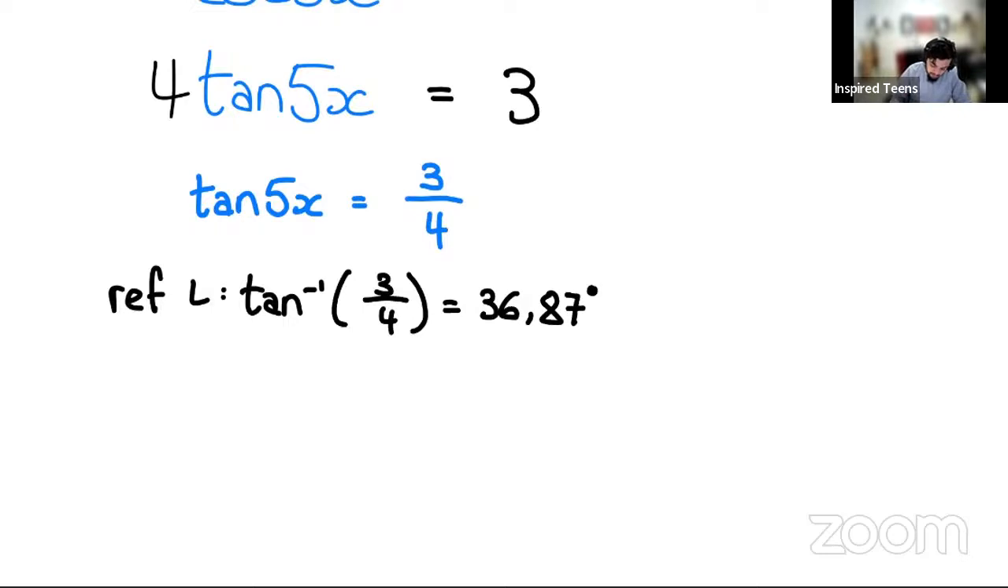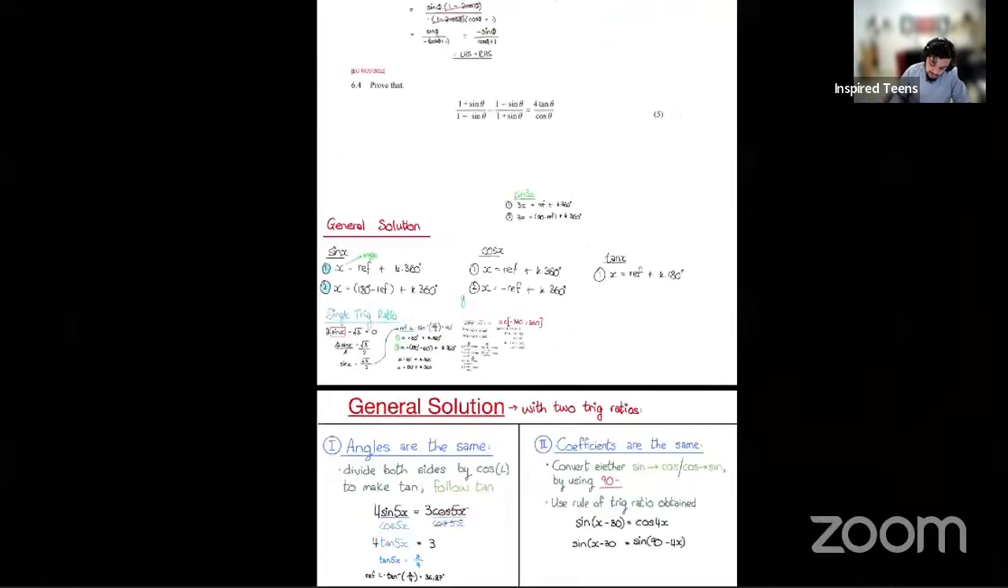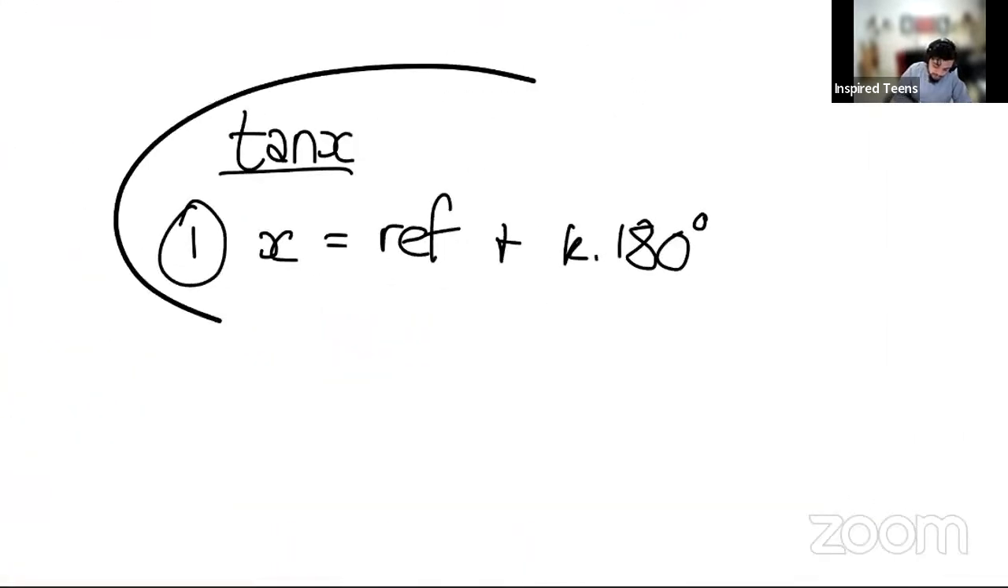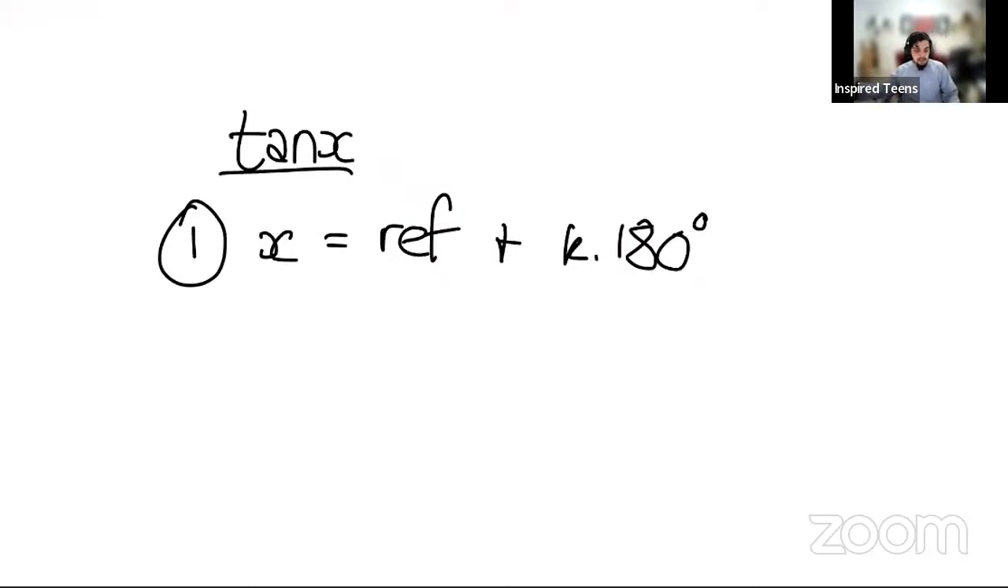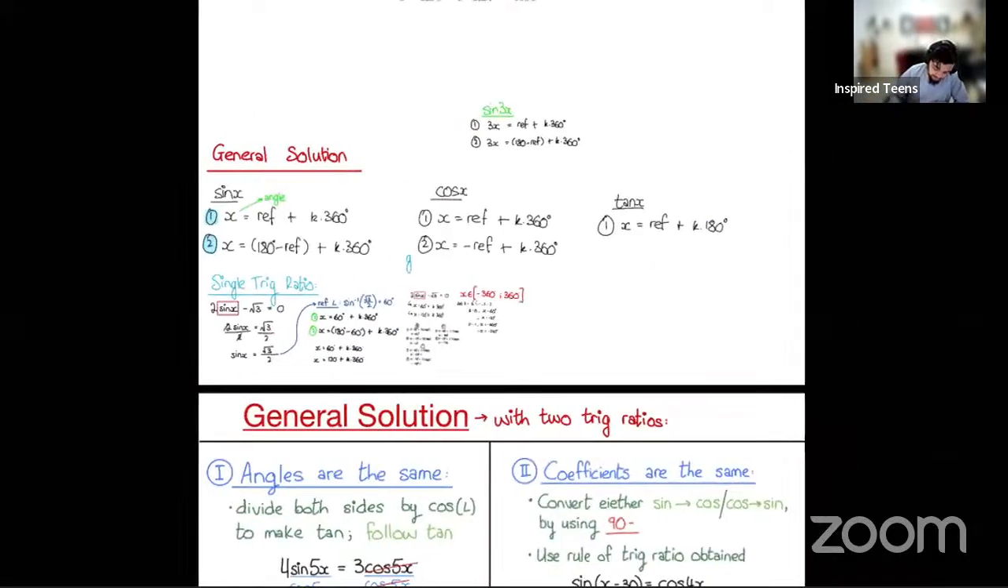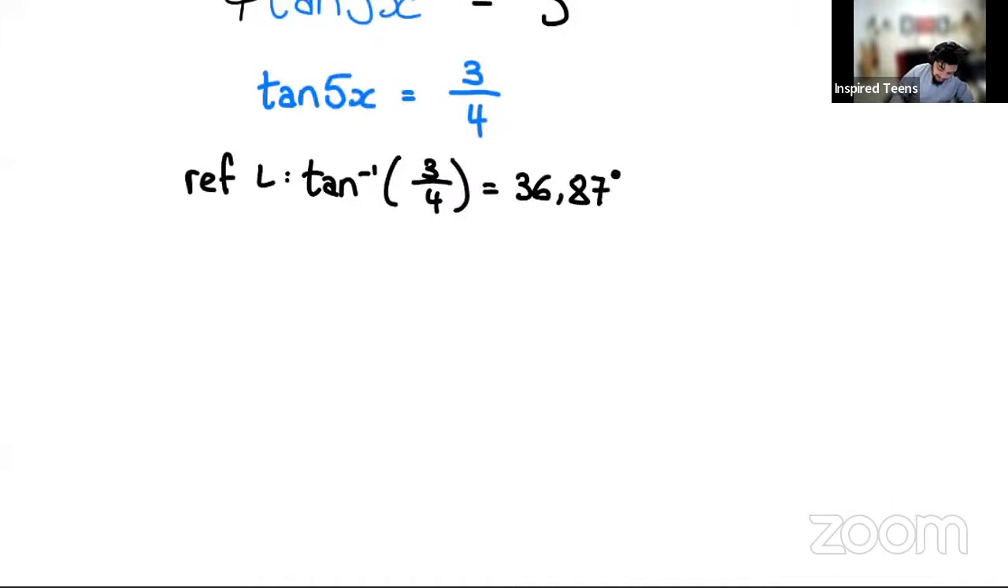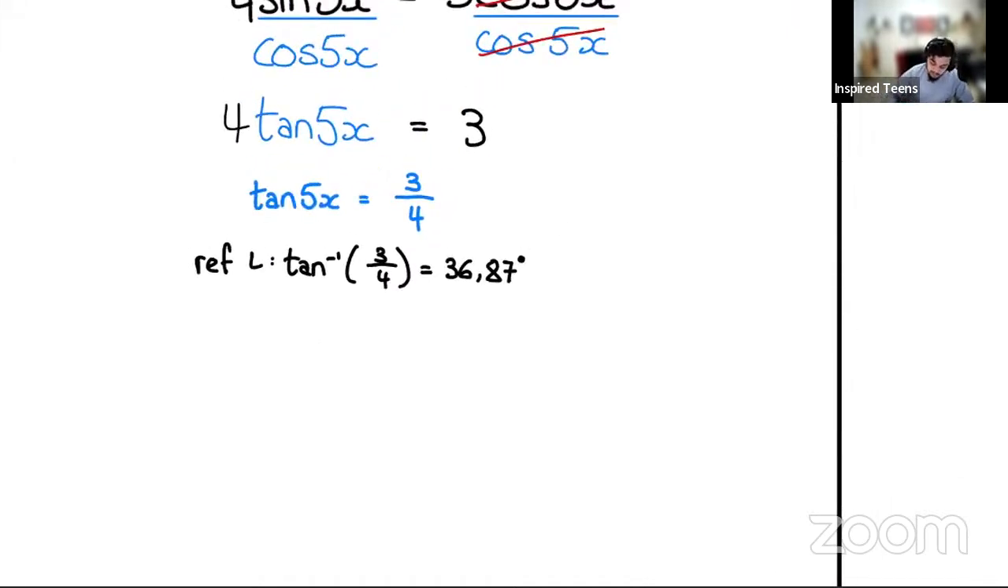Okay. So now that I have my ref angle, I follow my general solution. So my general solution for tangent x is x is equal to ref angle plus k times 180. So I follow that as well. I'm just going to write it here on the side. Okay, this is the general solution for tangent.